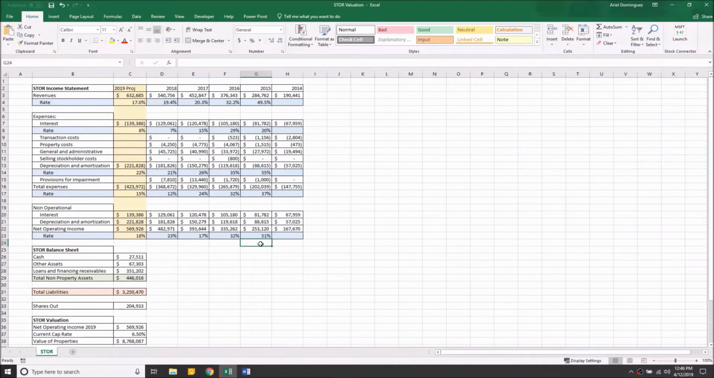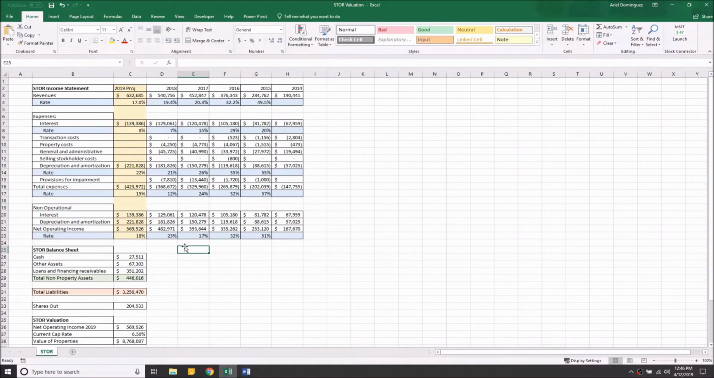And I went ahead and did some growth rates for each year in revenues, total expenses, and in net operating income. And I just projected 2019, what are some realistic numbers that Store Capital could hit. Now, these projections aren't anything too crazy. I just used prior year information and made a conservative estimate for what 2019 could look like. These numbers could be slightly off, which I'm sure they are, but they're just there to provide an estimate.